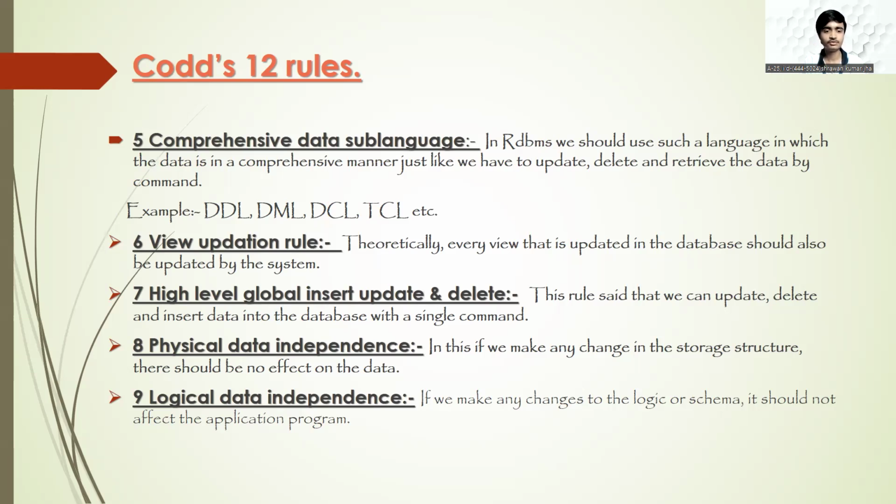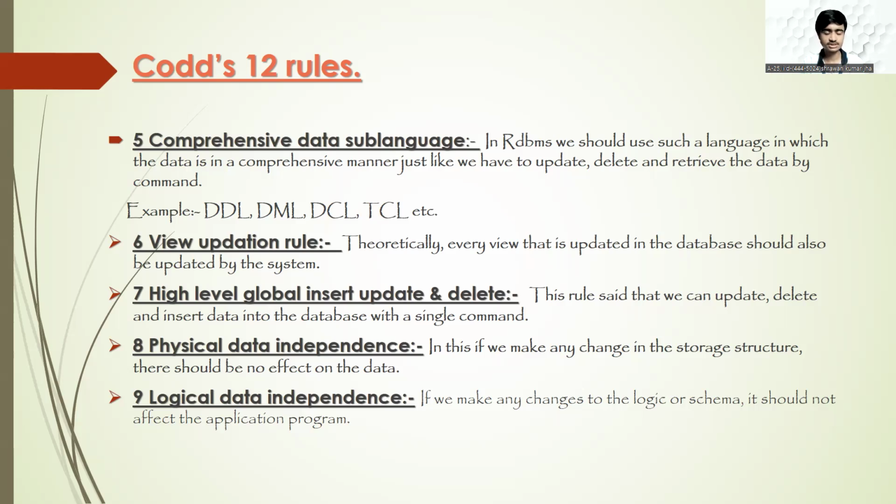Seventh is the view updation rule. Theoretically, every view that is updatable should also be updated by the system. That rule says that if any view can theoretically be updated, it must be updated by the system. Eighth, high level insert, update, and delete. This rule says that we can insert, update, and delete data in the database with a single command. If we want to update and delete data in the database, we can use the command.